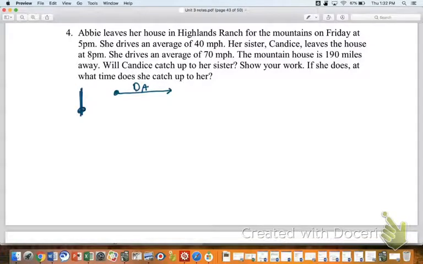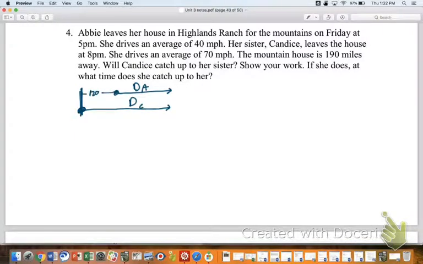Candace starts at home, and she tries to catch up to Abby. So there's distance of Candace. How many miles head start did Abby get? 120 miles. How'd you get that? She was 3 hours ahead, so she's going 40 miles an hour, so if you multiply 3 by 40. Yep, that's exactly right. So 120-mile head start.